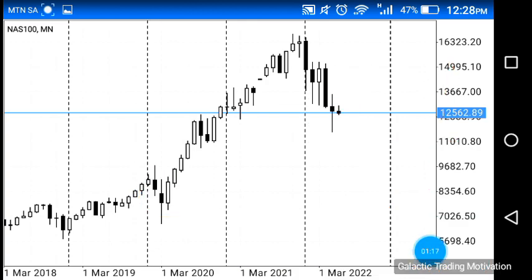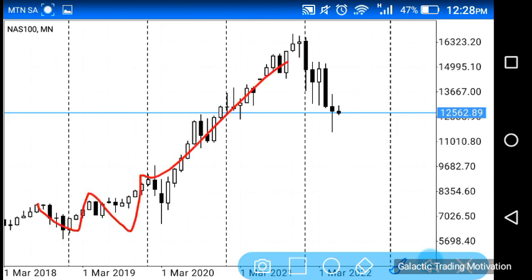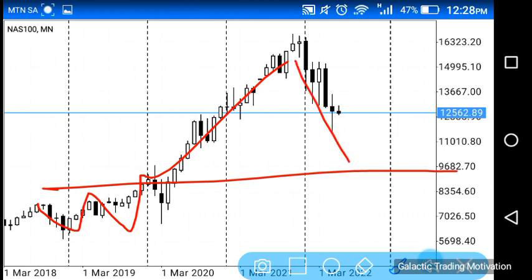Another thing that is also interesting is that we had an overextended W formation in this region with the neckline being there, and we never really got to see price coming back to retest that particular neckline of this W structure. So there is some scope for price to actually continue coming down.